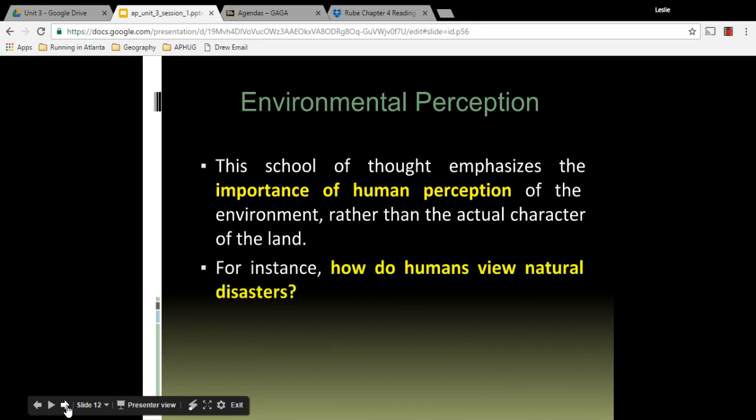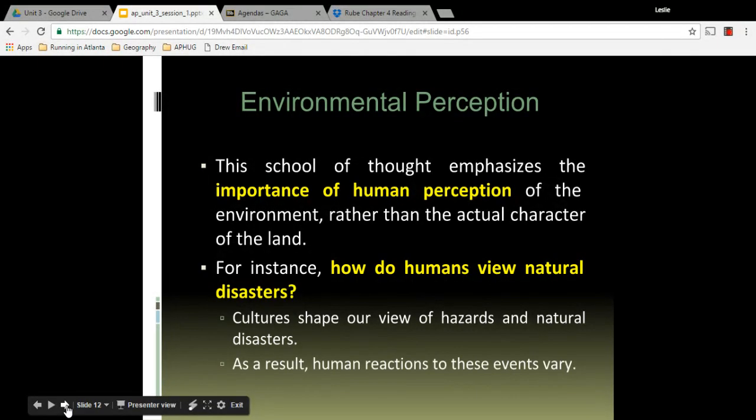For instance, how do humans view natural disasters? Cultures shape our view of hazards and natural disasters. And as a result, human reactions to these events vary based on the culture in which these natural disasters take place.